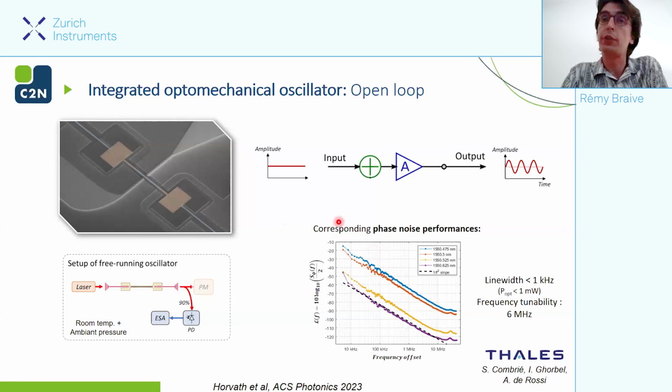So if we do so, mainly looking at the phase noise performance of our system with an open loop, so we have not yet implemented the feedback, we see that depending on the wavelength, the same wavelengths I showed you before, the phase noise is decreasing up to a point where we reach something like minus 80 dBc per hertz at 100 kilohertz offset from the frequency carrier. It means that the line width of our system is below 1 kilohertz, and we have a frequency tunability of around 6 megahertz for this kind of structure.